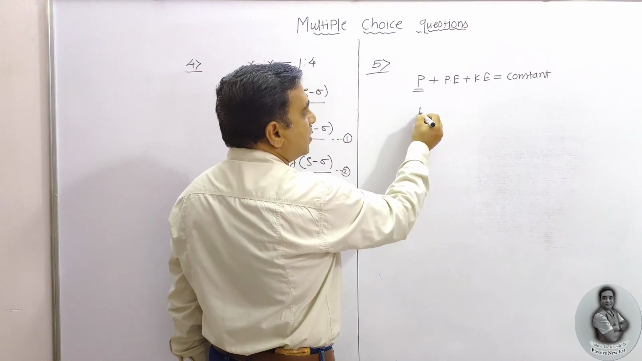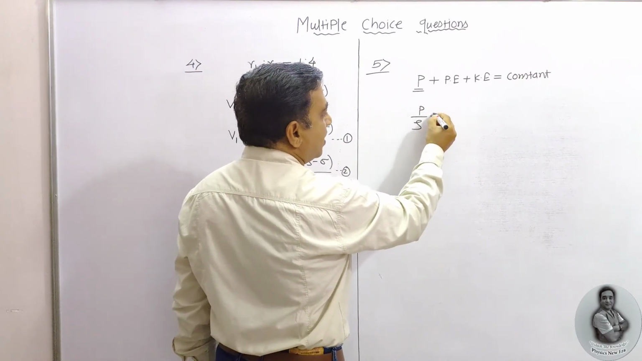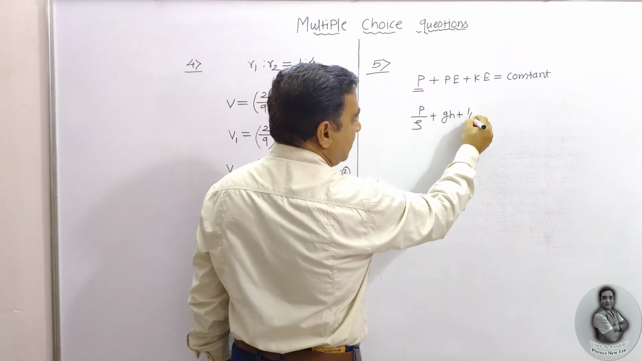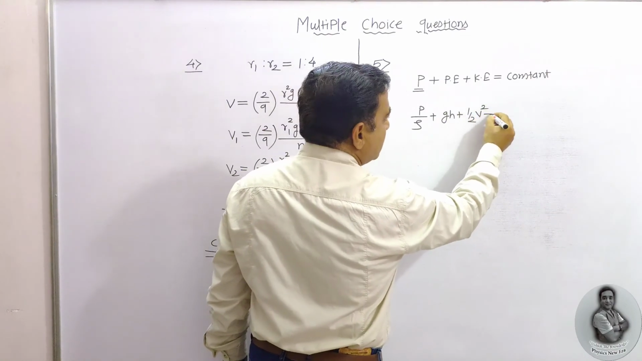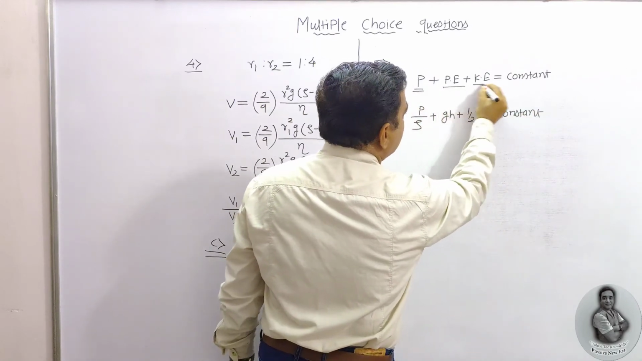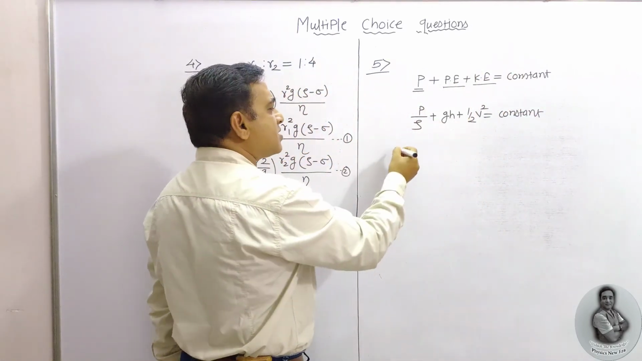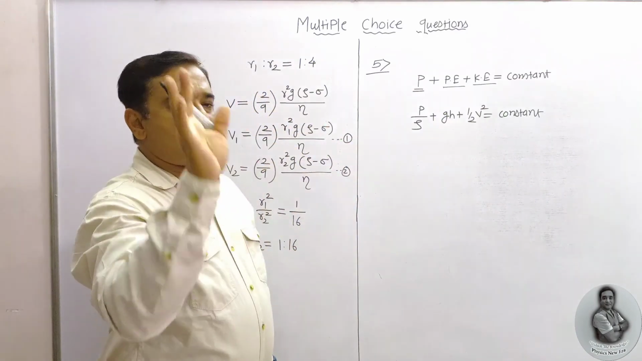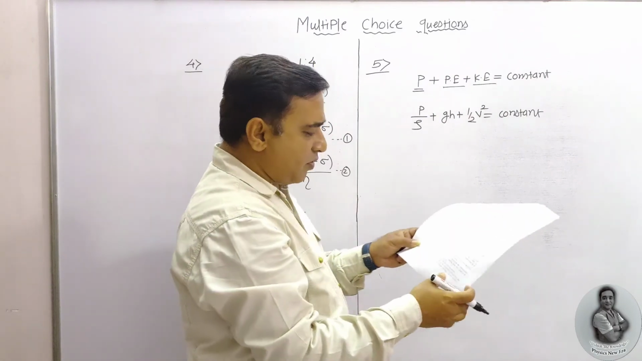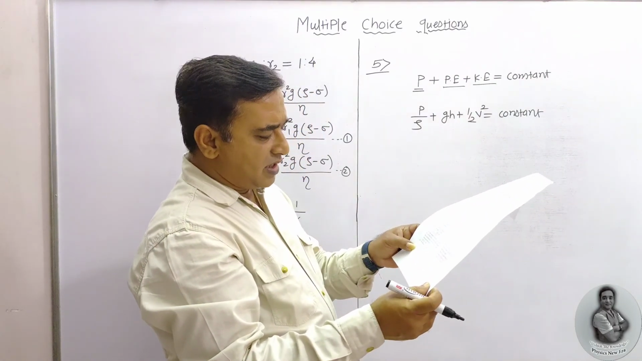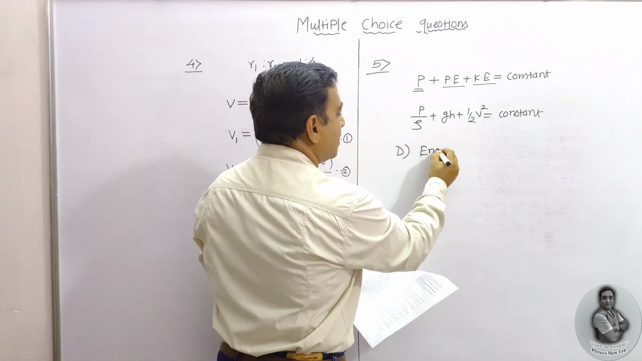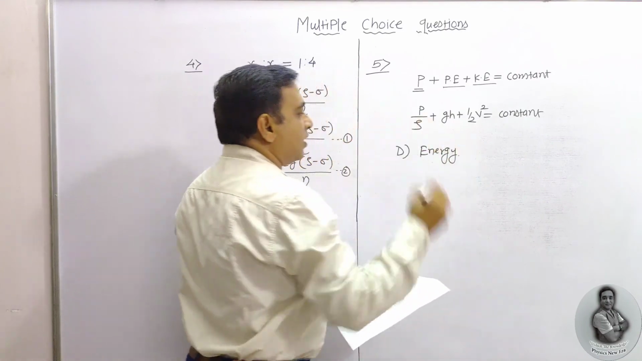I am going to write that direct equation: P by rho plus gh plus half of v square is equal to constant. In this equation, the potential energy and kinetic energy are part of a constant, meaning energy is conserved. Energy remains constant, and that's why according to Bernoulli's principle, which option is correct? The option is energy, that is D. Okay, thank you.